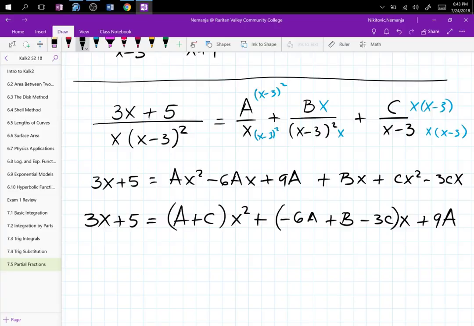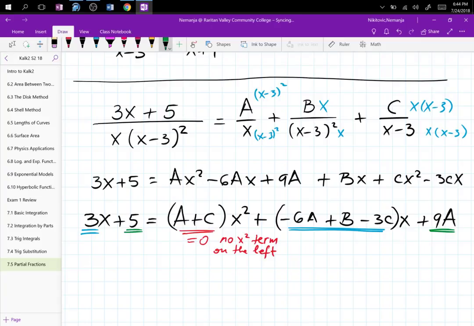So now we get to set up equations. Again, color coding over here. Well, I don't have anything for x squared. So this thing has to be equal to 0 because there is no x squared term on the left. But the rest I can do. I can say 3 is equal to this mess over here. And let's say green, 5 is equal to 9a. Oh, we are lucky that 9a right there.